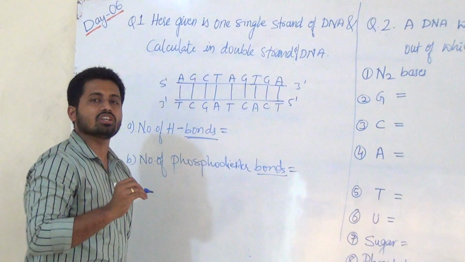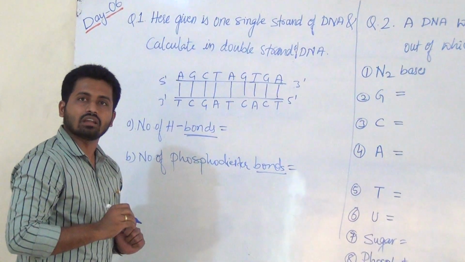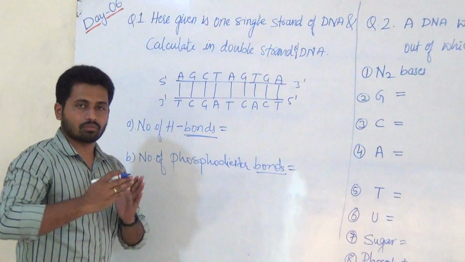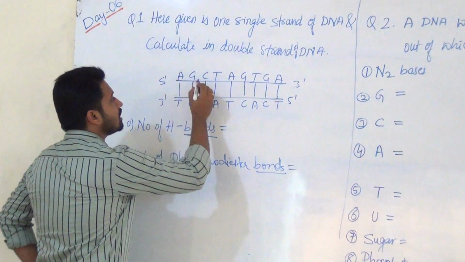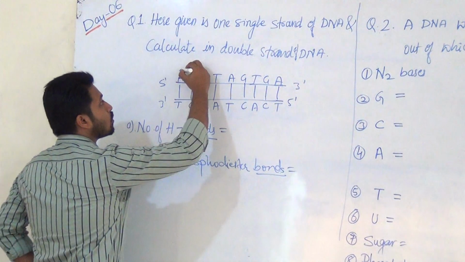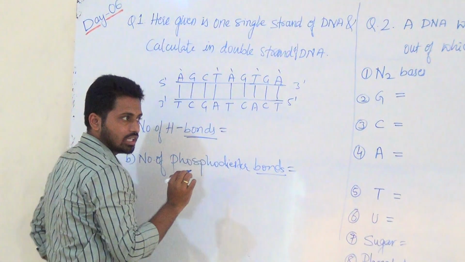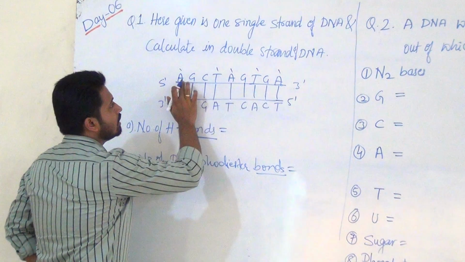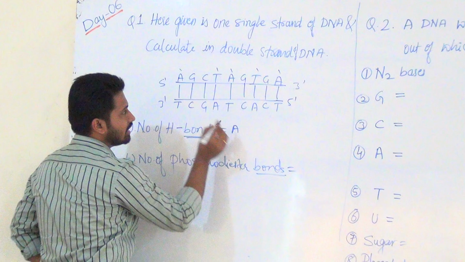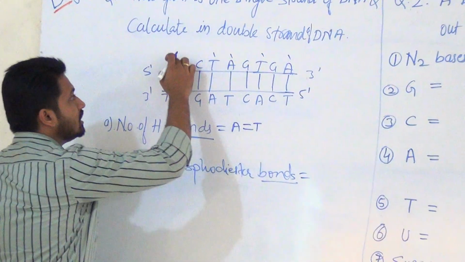So, number of hydrogen bonds. The question asks us to count the number of hydrogen bonds. How can we calculate? First, separate out the adenine and thymine here. How many adenines and thymines are there? That is 1, 2, 3, 4, 5 in total. 5 adenines, and they are pairing with thymine. Okay, that is each base pair.